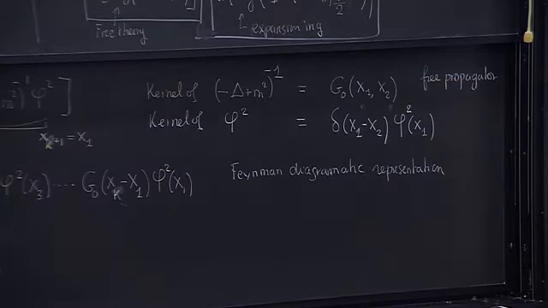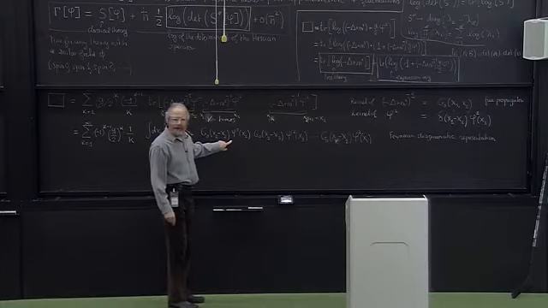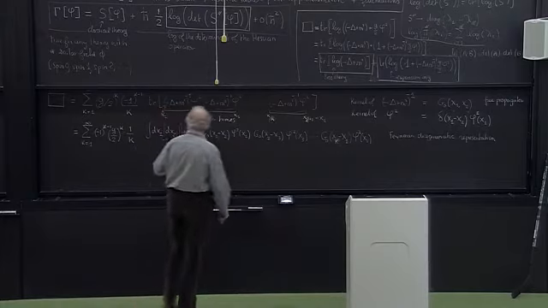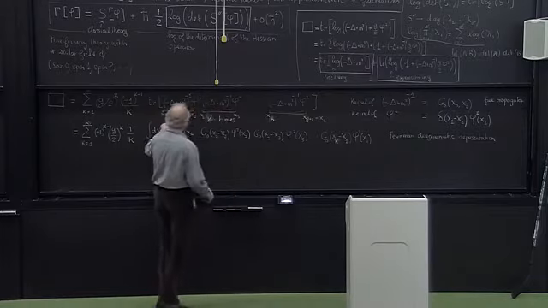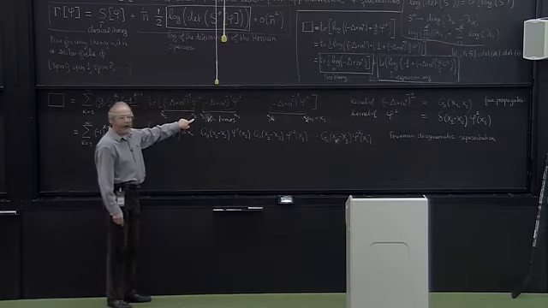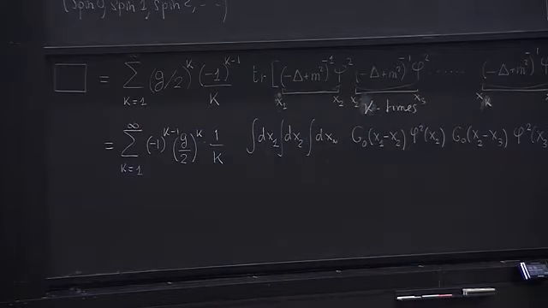Why did you not include it? But the delta function has been included already in the product. If you want to be more precise, what I should have written is that this is going from x1 to, let's say, y1. Let's consider minus delta plus m squared. I take a matrix element between the point x1 and the point y1. Then I take the phi squared operator between the point y1 and the point x2.